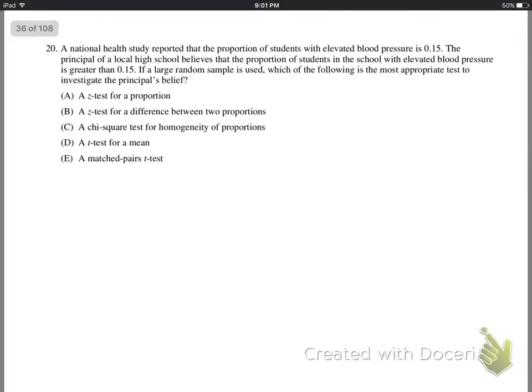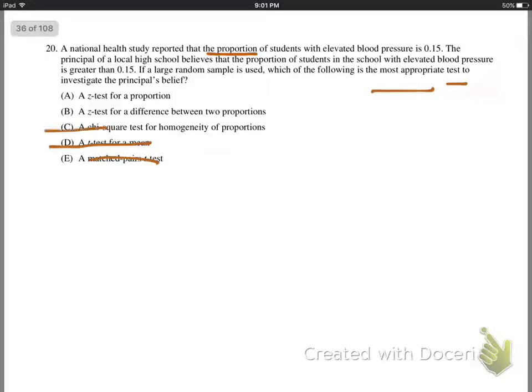Okay, so they want to know which is the most appropriate test. And so let's go look at this. We have proportions. And so that means I have categorical data. So if I have categorical data, it's not a t-test, okay? And so is 0.5. The principal of a local high school believes that the portion of students with elevated blood pressure is greater than 0.5. Okay, do you see I just have one variable, and it's blood pressure.